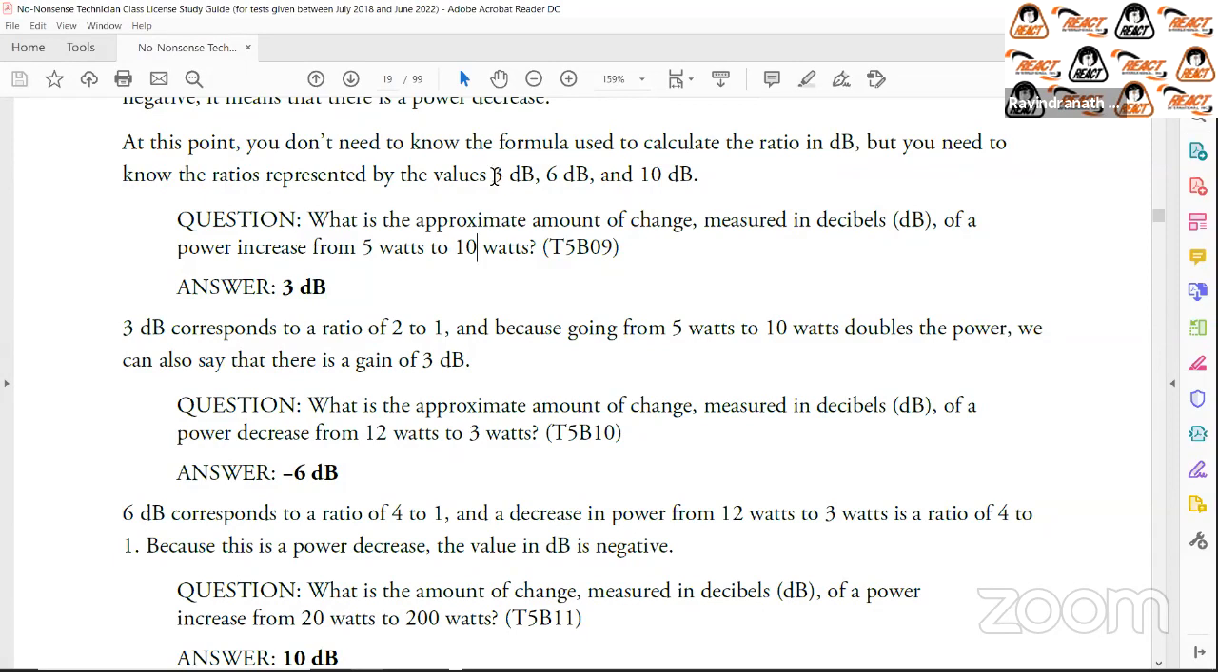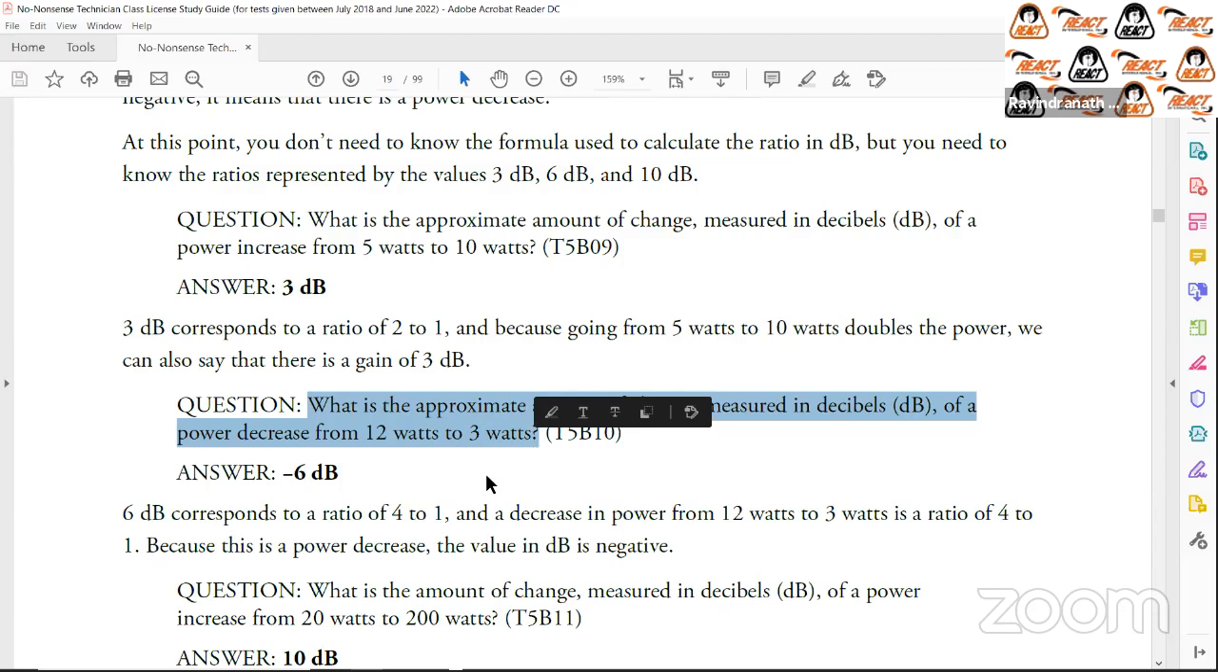So we learned earlier that if we double the value, it's 3 dB. And here's the answer. We will learn it by rote for this, but I will show you the formula, how we got it, in a little bit. They just note here that 3 dB corresponds to a ratio of 2 to 1. Because we are going from 5 watts to 10 watts, it doubles the power, and we can also say that there's a gain of 3 dB. Let's go to the next question.